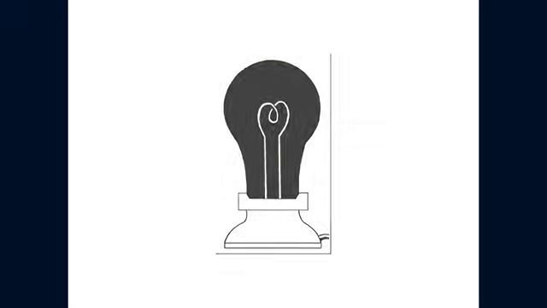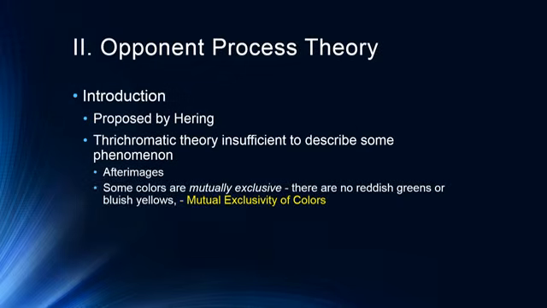So what this demonstrates is that while certainly those different cone types are necessary for color vision, they do work in opposition to one another. And I'm going to skip through these next couple and move on to talk about how this all works.